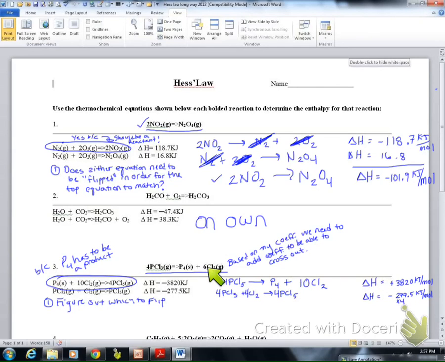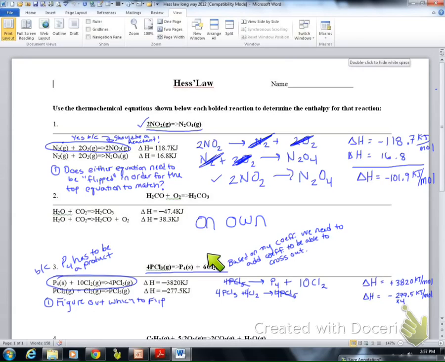And so here I'm showing I've added a coefficient 4 here, 4 there, and then I've also multiplied, or I'm showing that I'm going to multiply that by 4. So now, because of that, I can cross out some values. So I can cross out my 4PCl5. Those two cross out pretty easily.